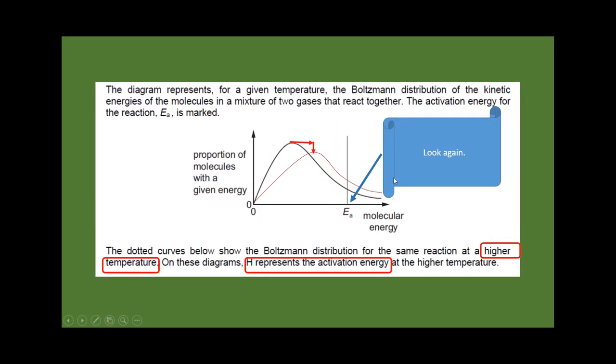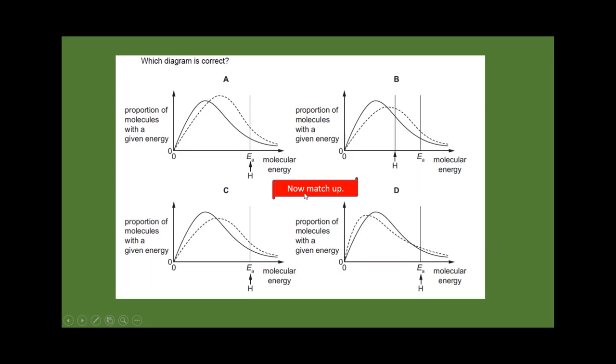Well, the best thing to do is look again at what we expected. Shift to the right, a drop of the peak. H should be the same as EA. Look again. Now we match up. Is it A? Is it B? Is it C? Is it D? Can only be C. Yes, C is the correct answer.